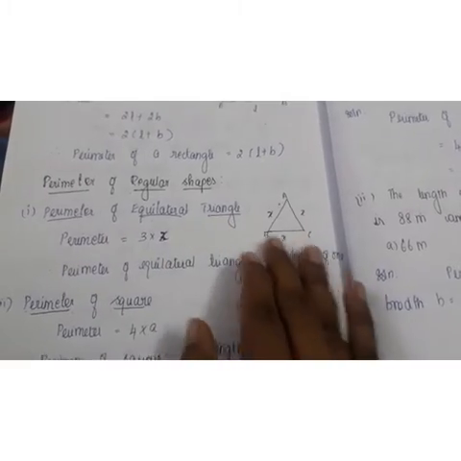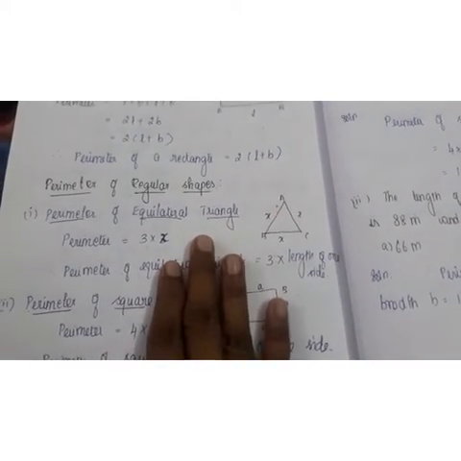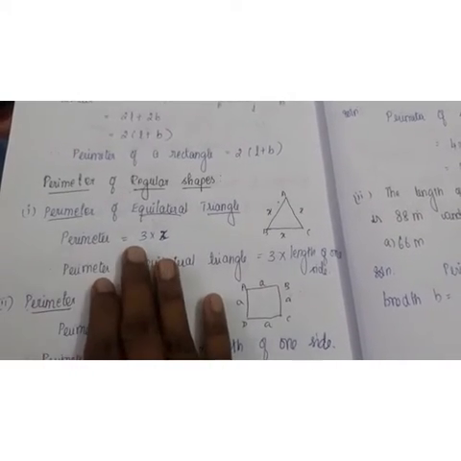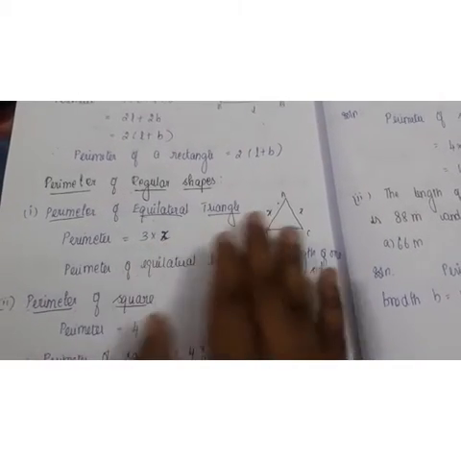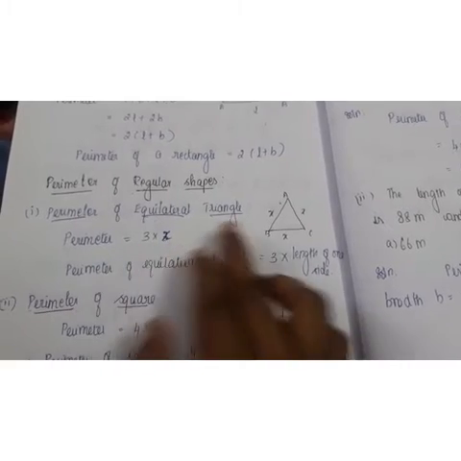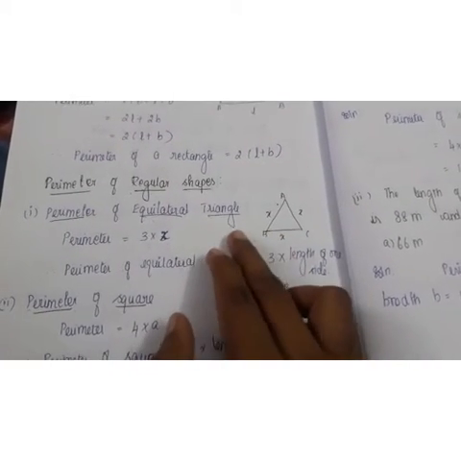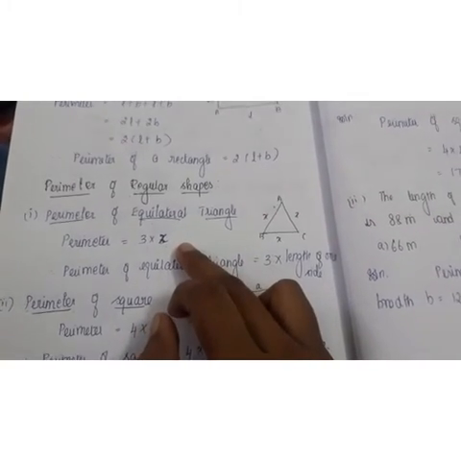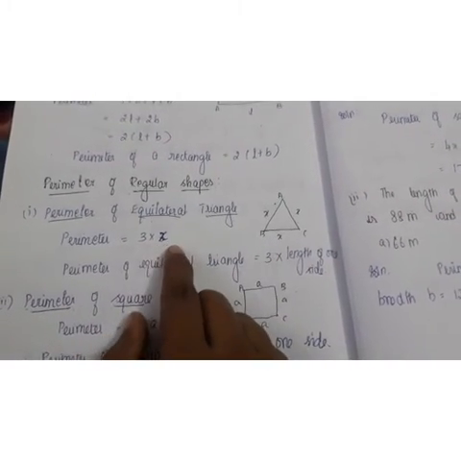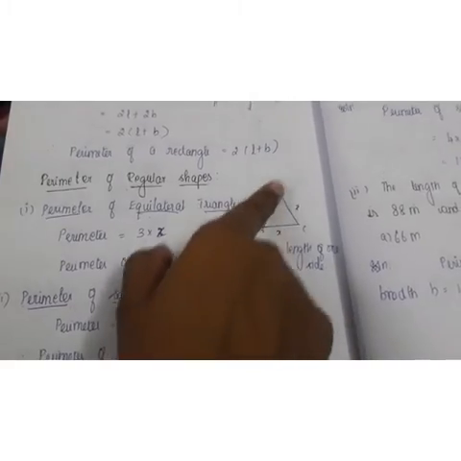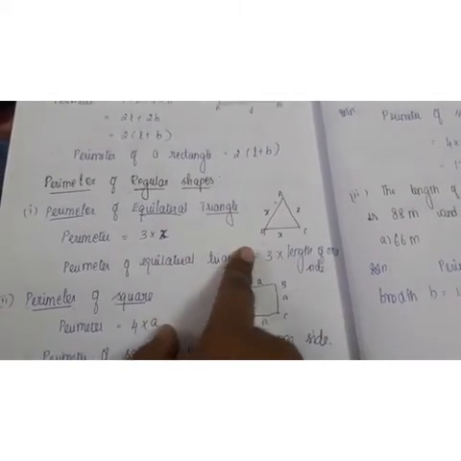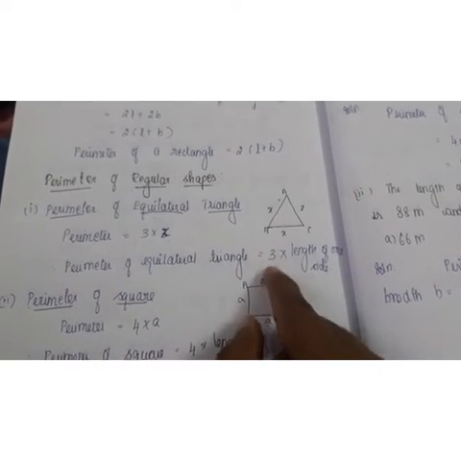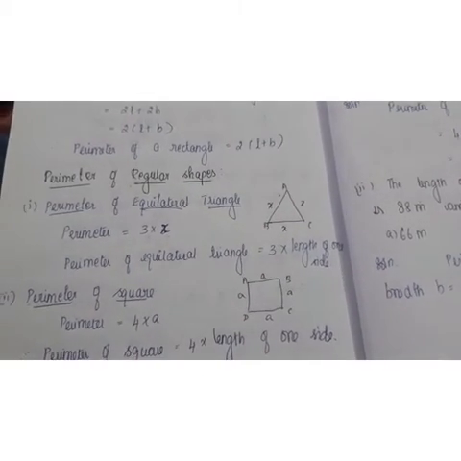In an equilateral triangle, all three sides are equal. So what will be the perimeter? Perimeter is equal to 3 multiplied by the length of one side. x plus x plus x is 3x, so 3 multiplied by x. Here x is the length of any one side because all sides are equal. So the perimeter of an equilateral triangle is 3 multiplied by the length of one side.